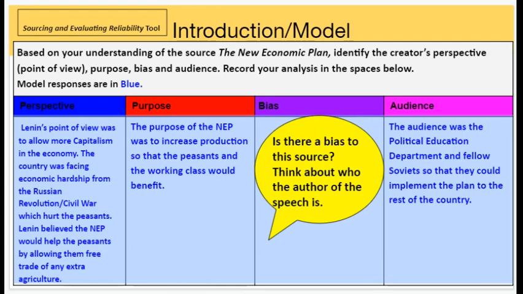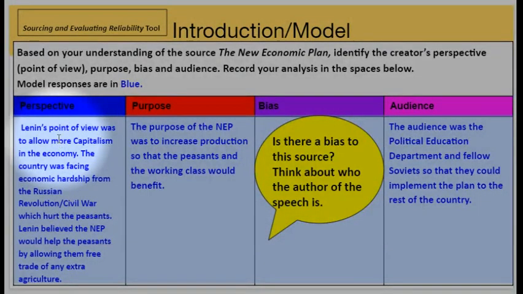Okay, they said that Vladimir Lenin's point of view was to allow more capitalism in the economy. The country was facing economic hardship from the Russian Revolution and the civil war that followed it between the Red Russians and the White Russians, which hurt the peasants. Lenin believed the NEP would help the peasants by allowing them free trade of any extra agriculture. The purpose of the NEP was to increase production so that the peasants and the working class would benefit.